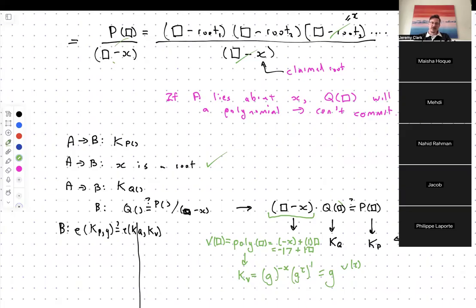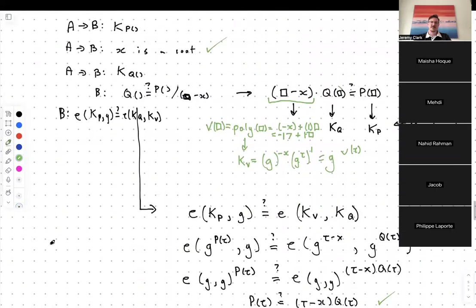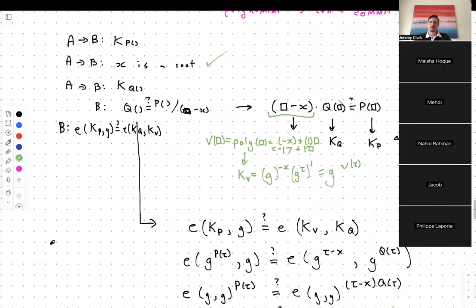So I don't know if it was clearer this time. It's a lot to internalize. I know it took me a long time to read this and understand it, but I'll pause if there are questions here.